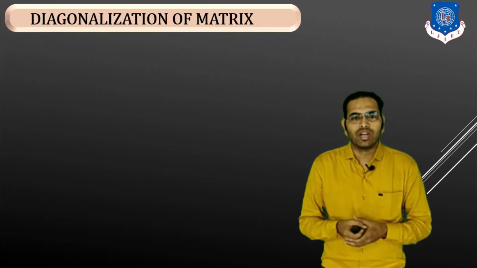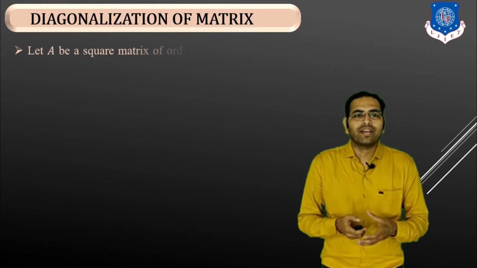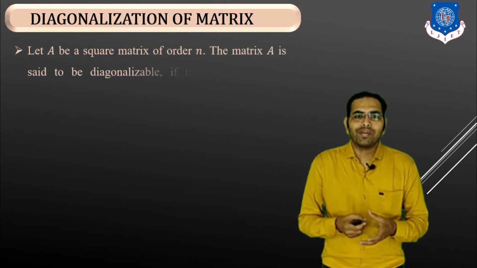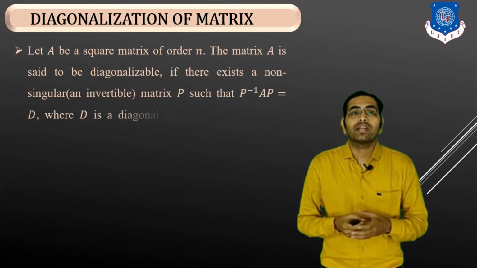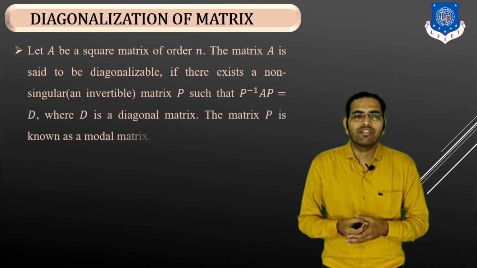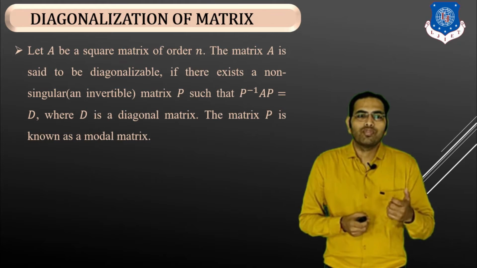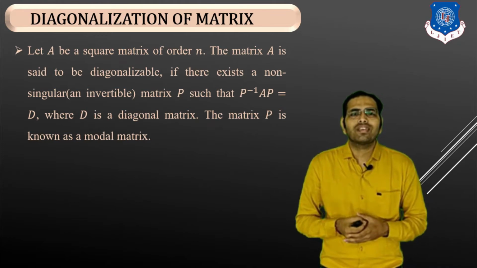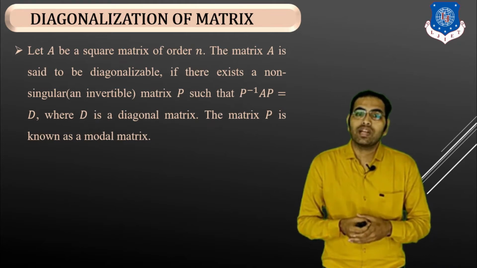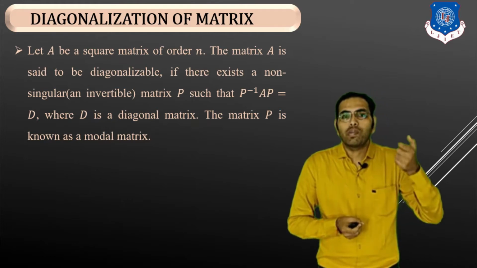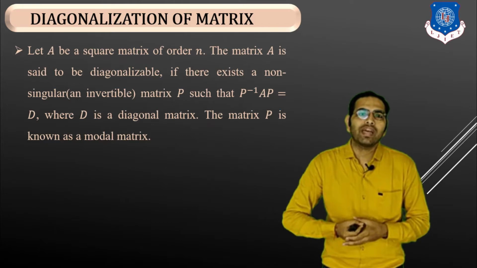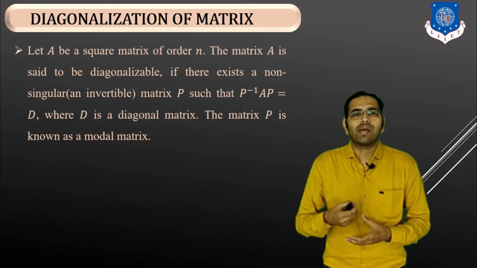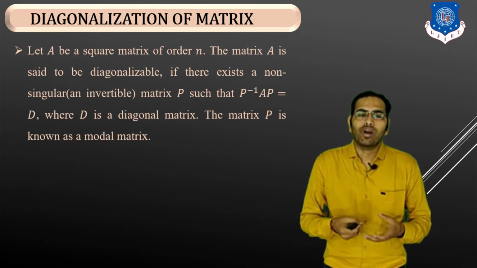Firstly, what is diagonalization? Let capital A be a square matrix of order n. The matrix A is said to be diagonalizable if there exists a non-singular, or we can say invertible, matrix capital P such that P inverse AP equals capital D, where D is the diagonal matrix and capital P is the modal matrix.